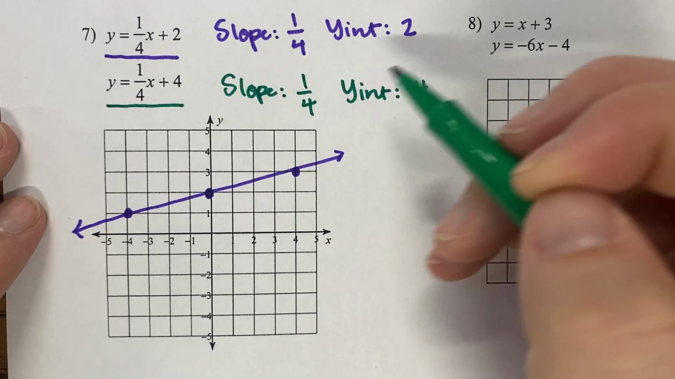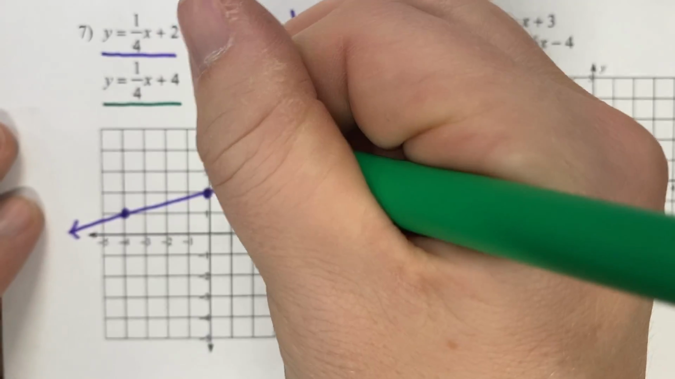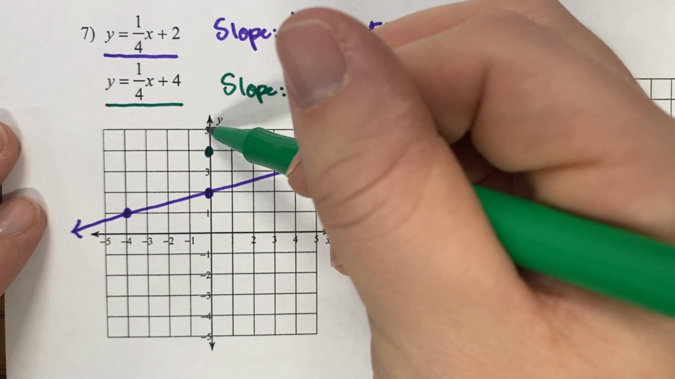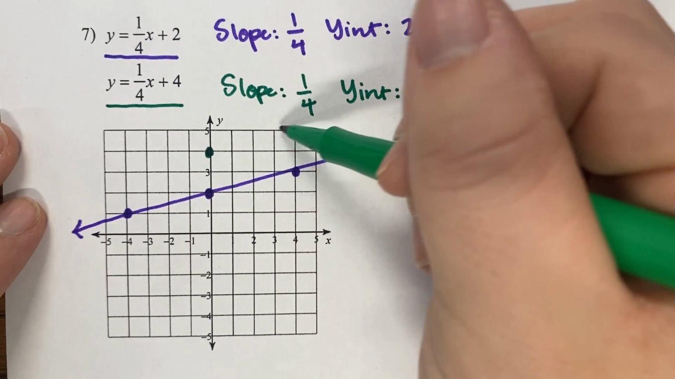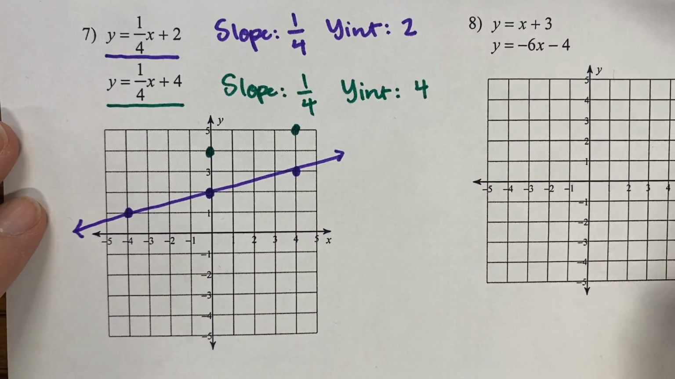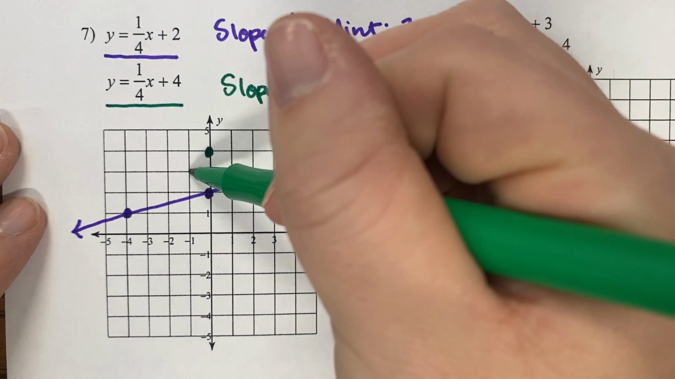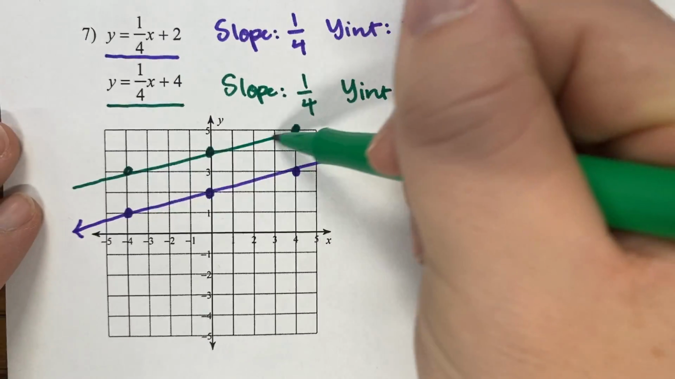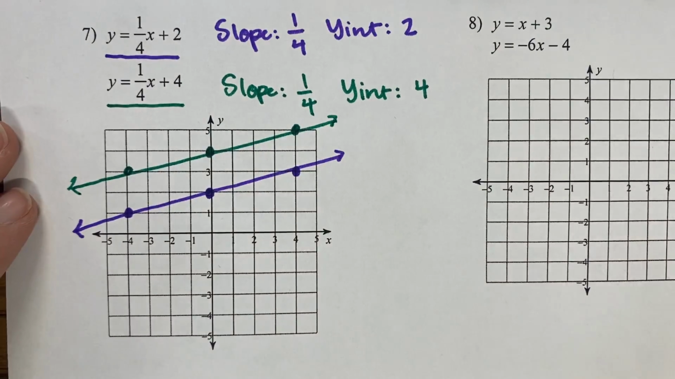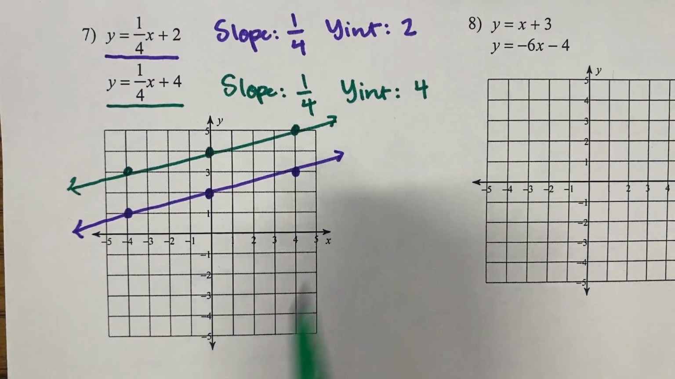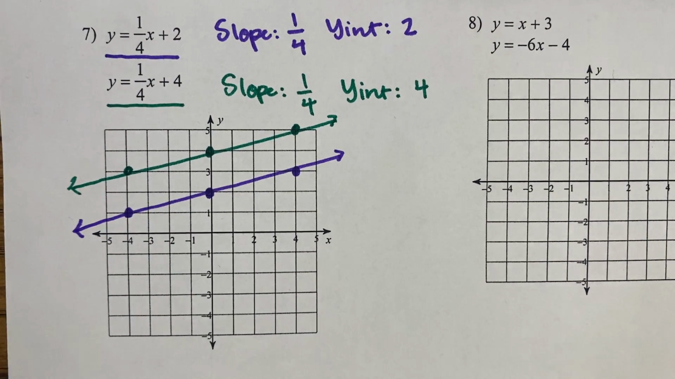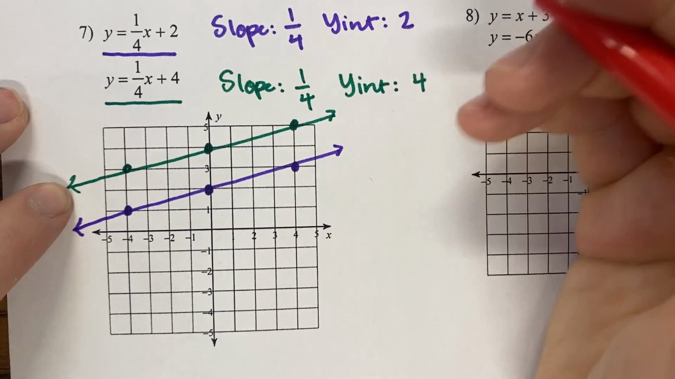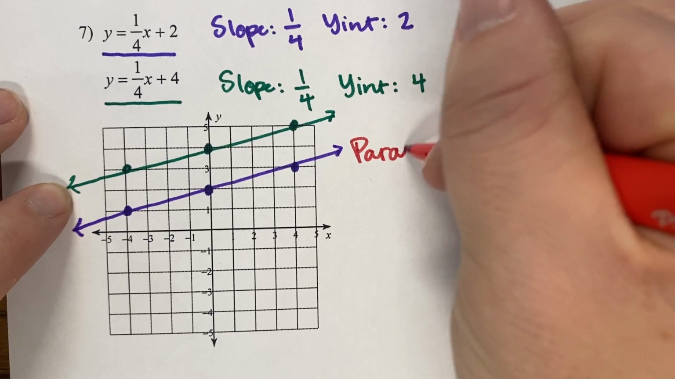Okay, so let's find +4 on our y-axis. It's going to be right there. And we're going to go up 1 and over 4. Up 1, over 1, 2, 3, 4. Still not seeing where they connect, so let's go backwards. Down 1, back 4. 1, 2, 3, 4. What is happening with these two lines? Okay, so do they ever intersect? No, they never intersect. These lines are what we call parallel.